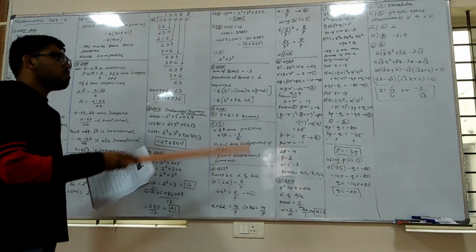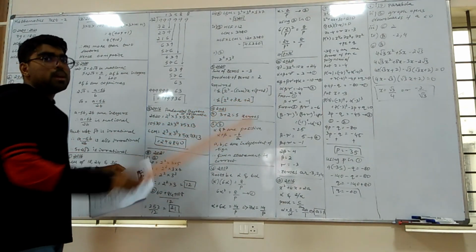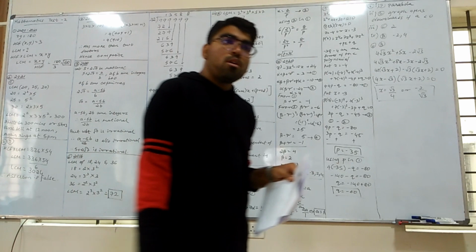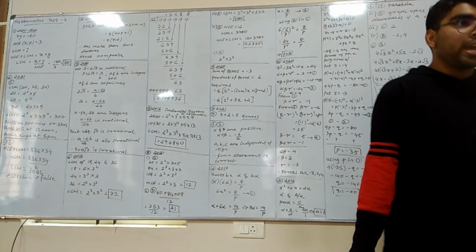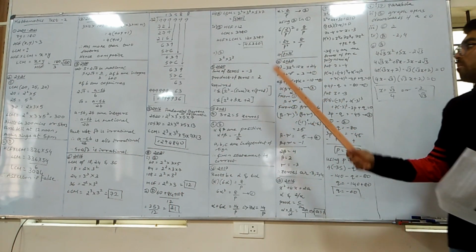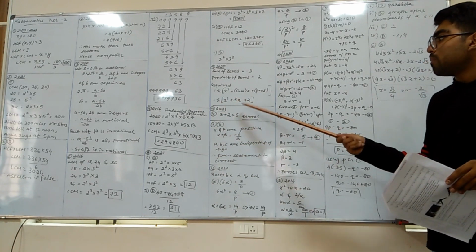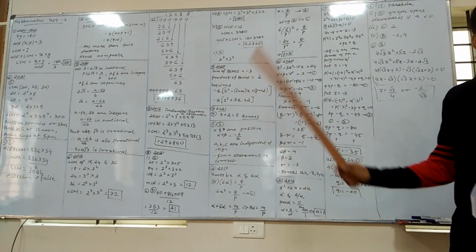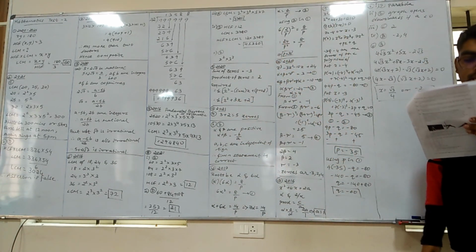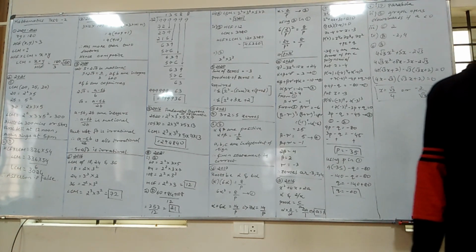How to find the quadratic polynomial? Use the standard form: k into x square minus sum of zeros times x plus product of zeros. This is the standard form of the polynomial. Substitute the sum and the product, and you will get the answer. So this was for 1 mark. Next one was an MCQ based question.